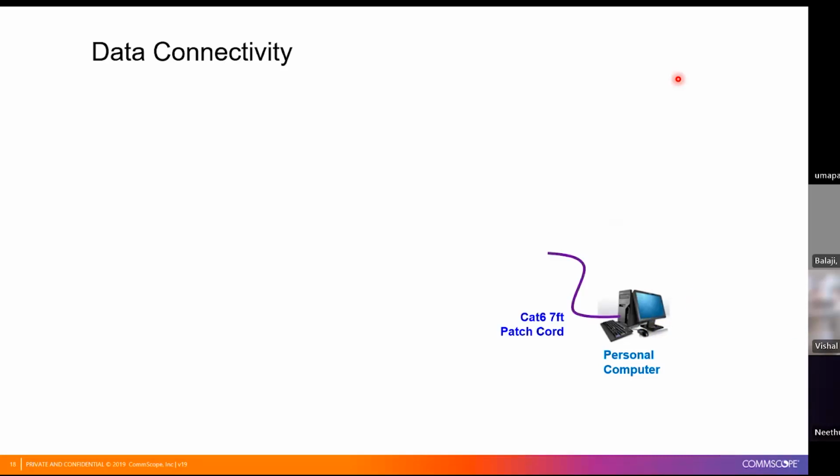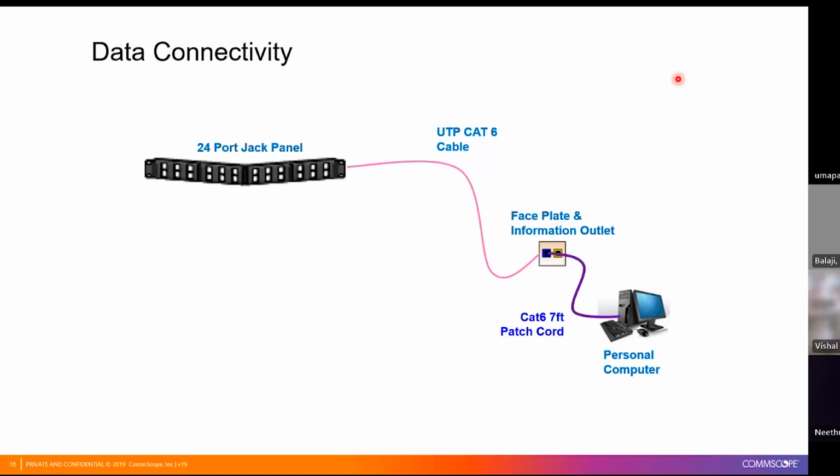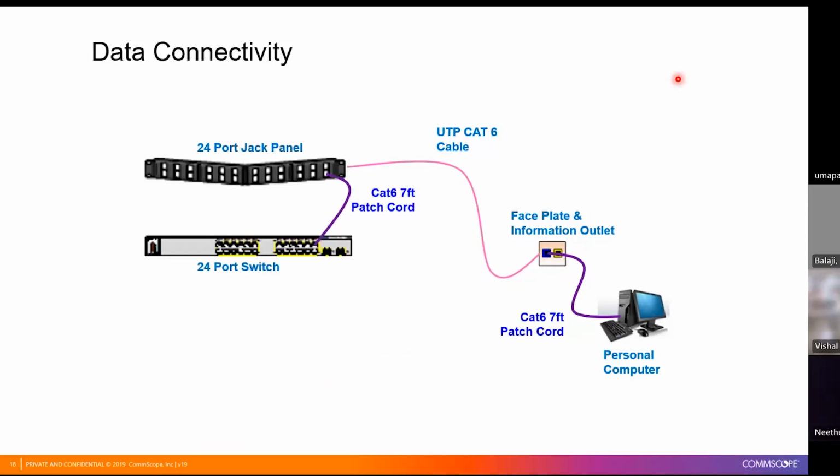So it starts with the patch cord. One end is connected to the system, and the other end goes to the information outlet. The information outlet will be mounted onto the face plate. So here you can see the patch cord, IO, and then face plate. There are three components. And then the next one is the cable, your horizontal cable, whether it is Cat 6 or Category 6A, which then gets terminated into the jack panel, or patch panel. Then you do the connectivity to the switches. So there are only five components required for any copper connectivity.